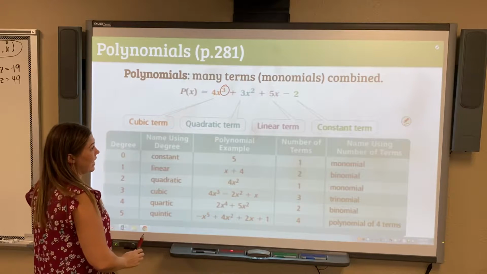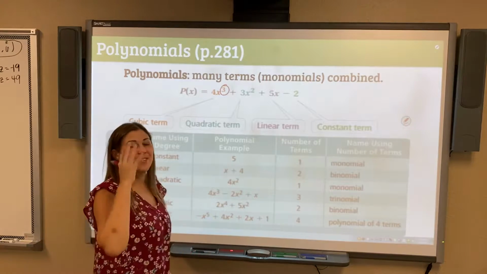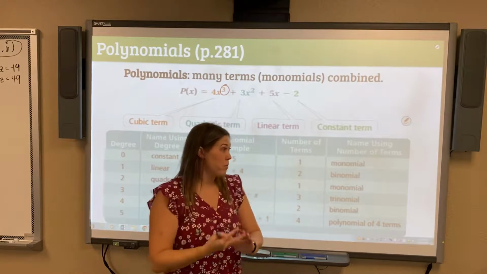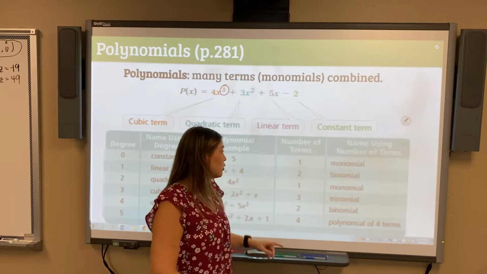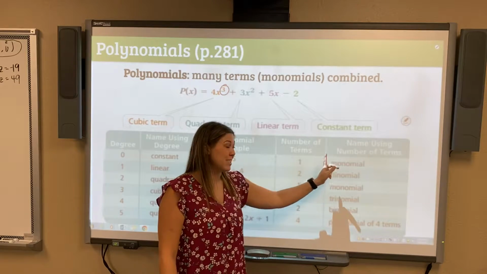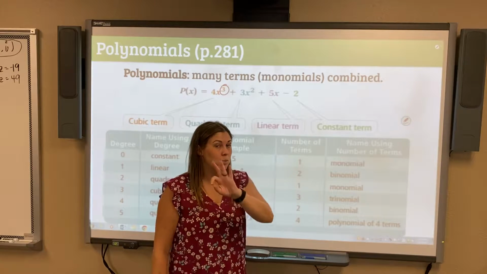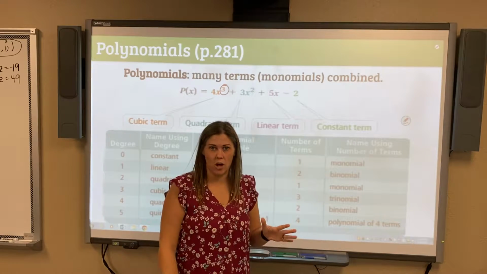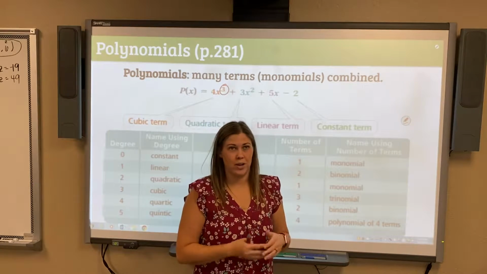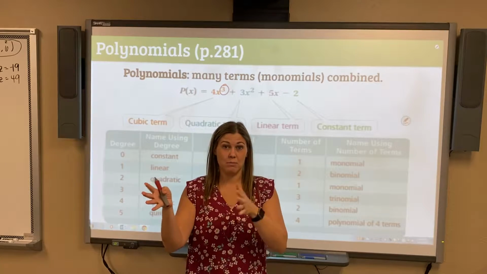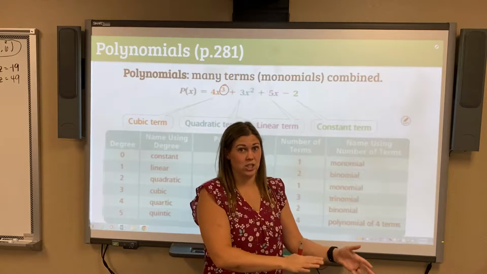Then we look at the number of terms. We have 1, 2, 3, 4 terms. If you have just 1 term, it's a monomial. 2 terms, it's a binomial, like a bicycle. 3 terms is a trinomial, like a tricycle, or like a triathlon with 3 events. 4 or more is a polynomial, which means many terms. Poly means many. And the terms are divided up by an addition or a subtraction sign.